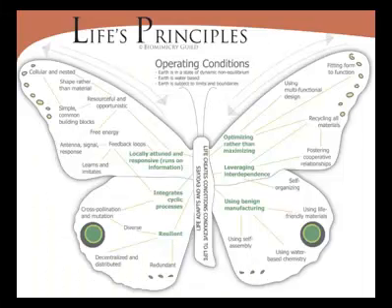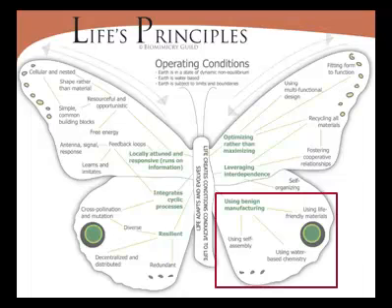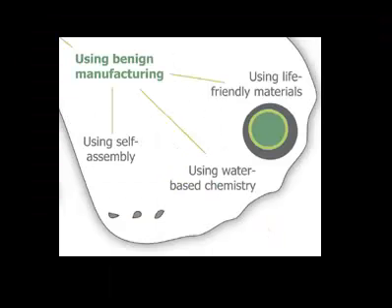You were introduced to Biomimicry 3.8's life's principles earlier this week in lesson 3.2. And of course, the sustainability idea here, as we just said, is if our design principles follow all of these life's principles all the time, so that our design principles can meet all these operating conditions, then they will support life on Earth. Now, to get a sense of this, let's take a look at a few of these principles, the lower right-hand corner of the butterfly here, which looks like this. This is the one about benign manufacturing.